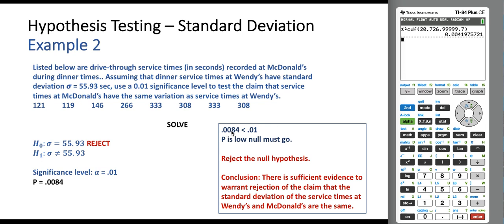So since 0.0084 is less than 0.01, once again, p is low, null must go. You reject the null hypothesis. So the conclusion is that there is sufficient evidence to warrant rejection of the claim that the standard deviation of the service times at Wendy's and McDonald's are the same.